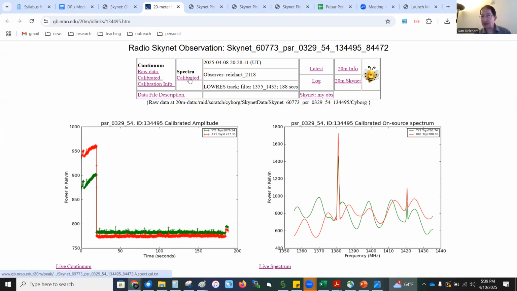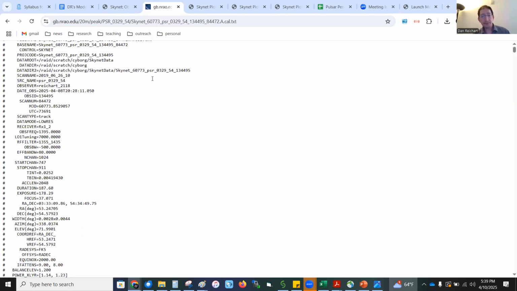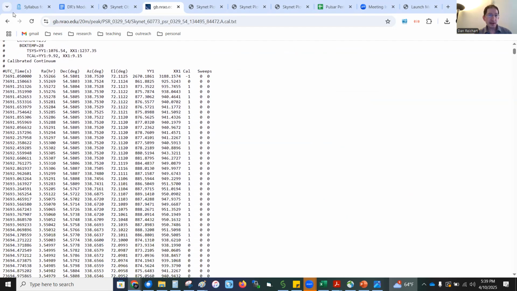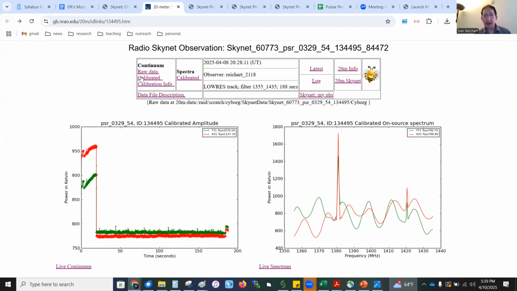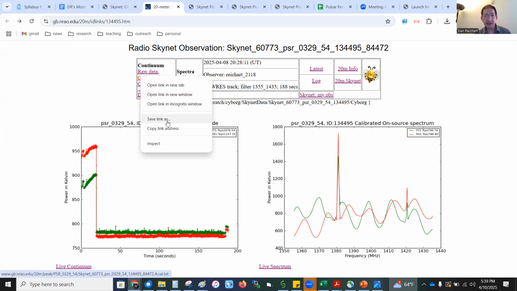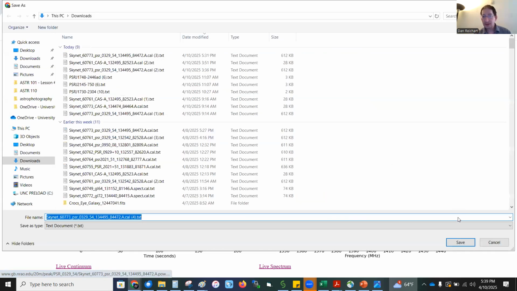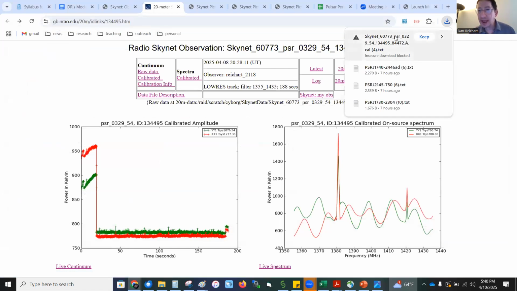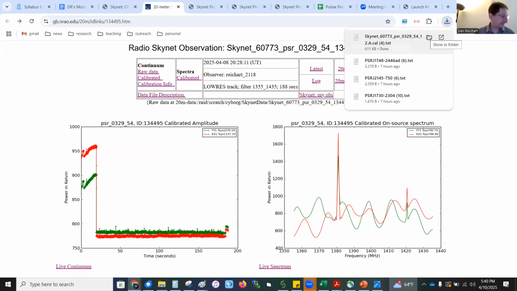And I do. Okay, so go to continuum and down to calibrated. Not spectra calibrated, continuum calibrated. It's just a text file averaged over all the frequencies. And you're going to save it. I'm going to come out here and right-click, save link as, and we'll save it. Depending on your browser, it may ask you, do you want to keep this? The answer is yes. Okay, so I saved it.